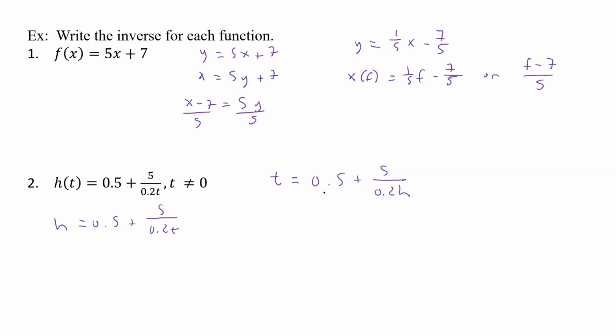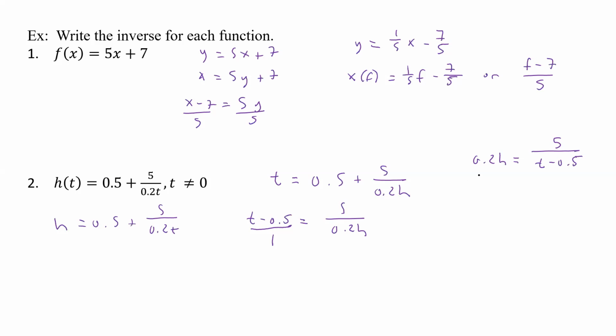All right, so what are we going to do? Well, we're going to subtract that 0.5 off. So we'll have t minus 0.5 equals 5 over 0.2h. Okay. Now, because I know this is a fraction and that's a fraction, I can just swap those two values. Because if I multiply by 0.2h here and multiply by 0.2h here and divide by t minus 0.5 and divide by t minus 0.5, what I end up getting is 0.2h equals 5 over t minus 0.5.